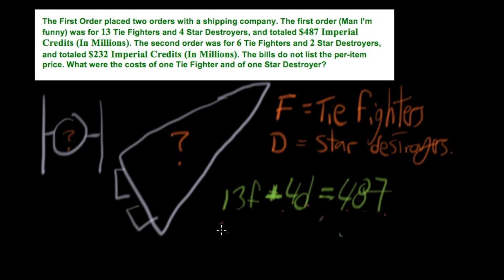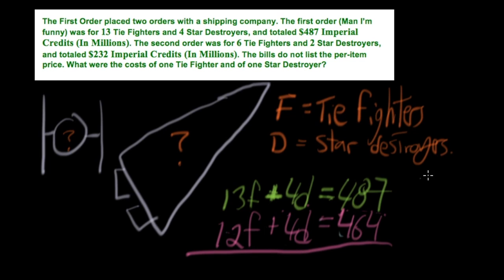So if I doubled everything, I would have had 12 TIE fighters and 4 Star Destroyers, and that would have equaled, I believe, 464. Okay. Are you going to add or subtract? I'm going to subtract. 13 minus 12 is just going to be 1F. 4 minus 4 is going to be 0. And I'm going to subtract this one, and I should get 23. Woohoo! So F is 23.